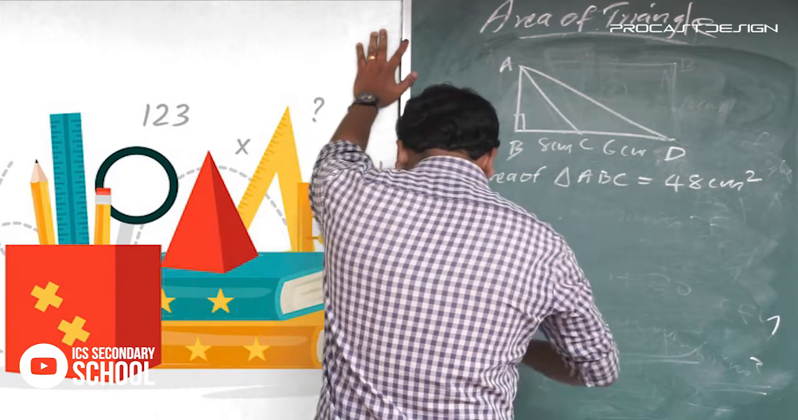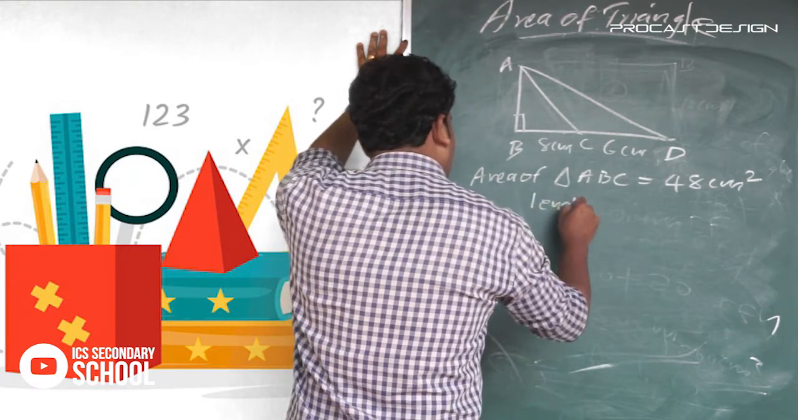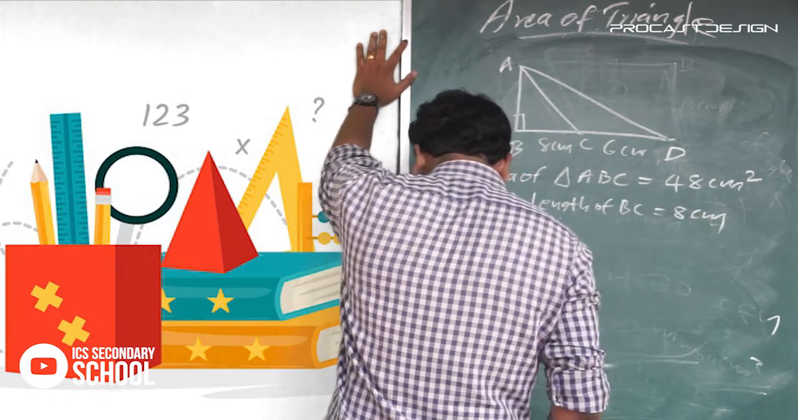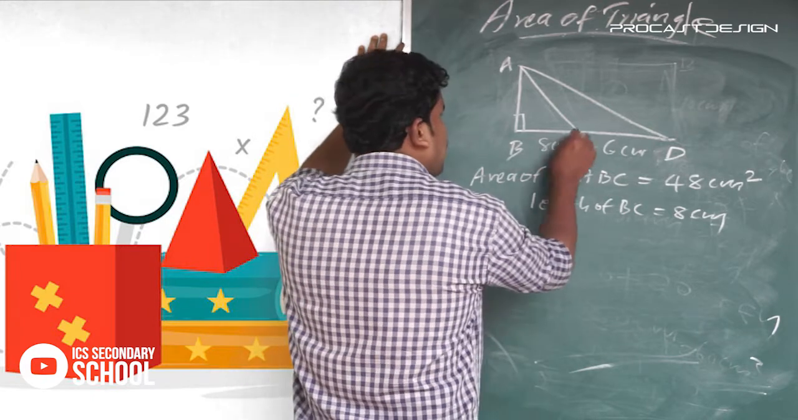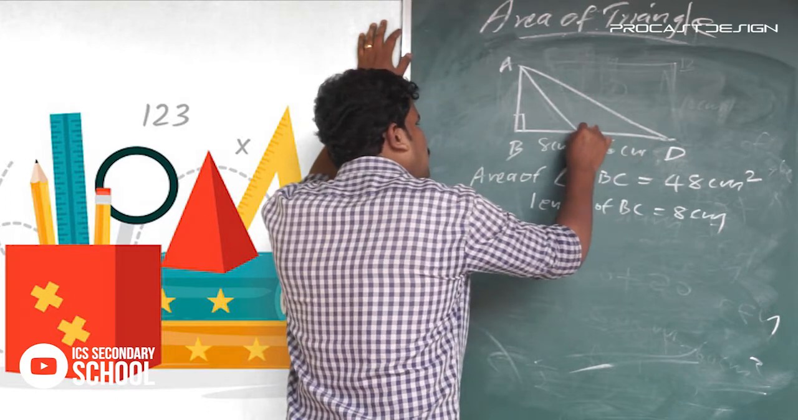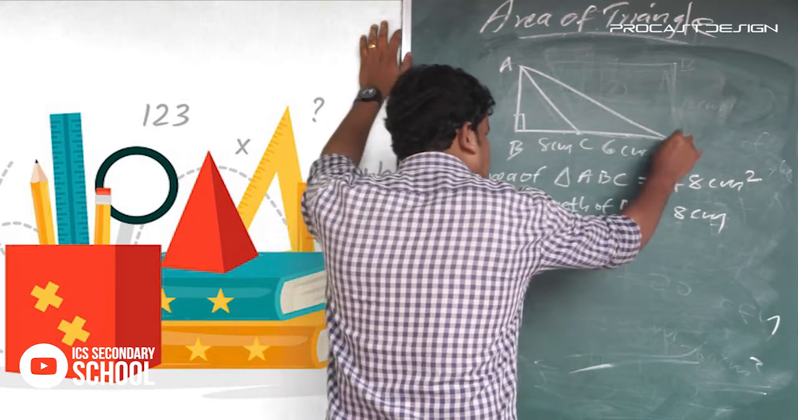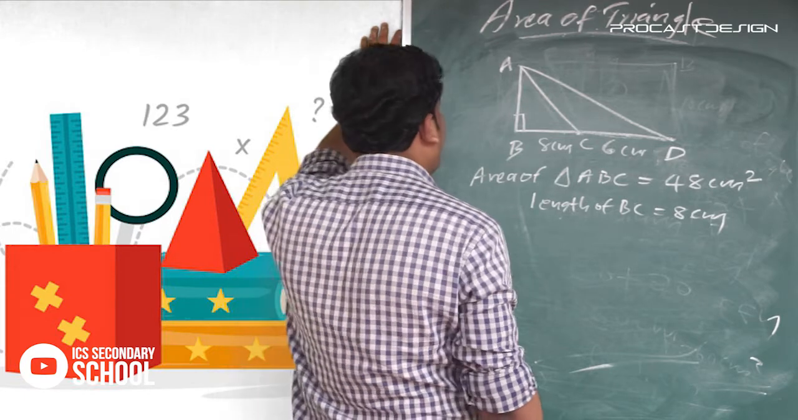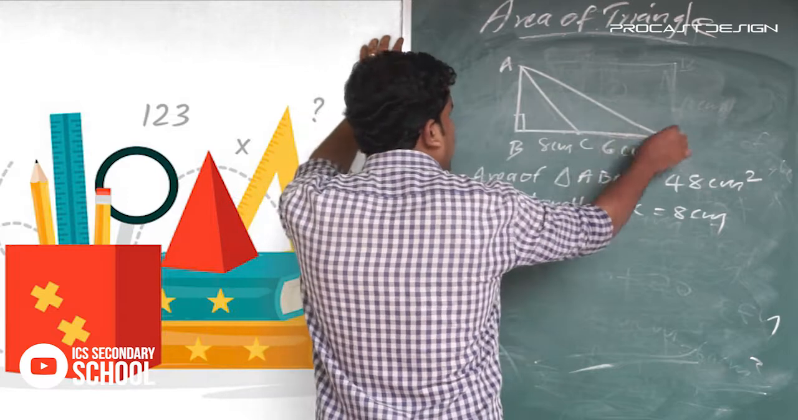Then the length of BC is 8 centimeter. The side BC is extended by 6 centimeter to the point D. Look at this figure. What is the area of triangle ADC? We have to calculate the area of triangle ADC.